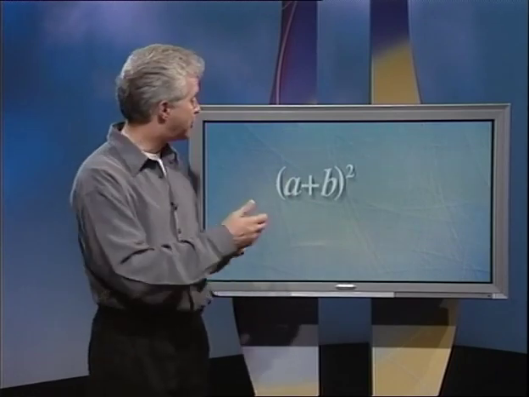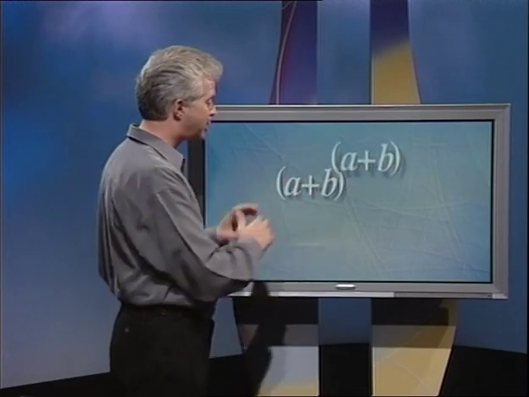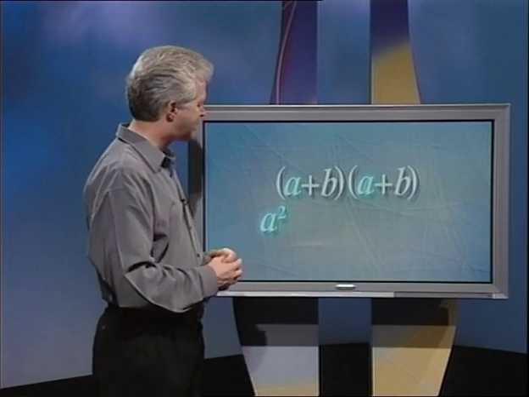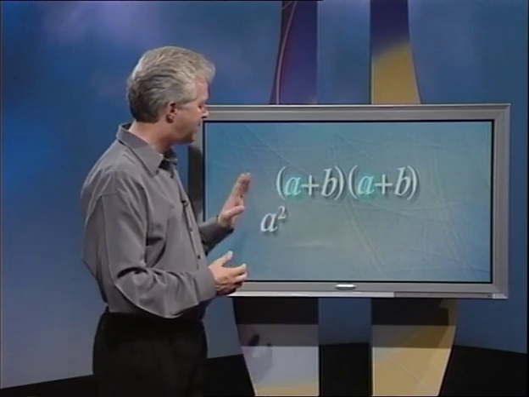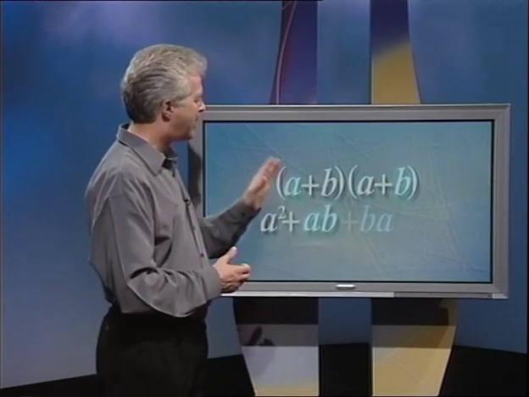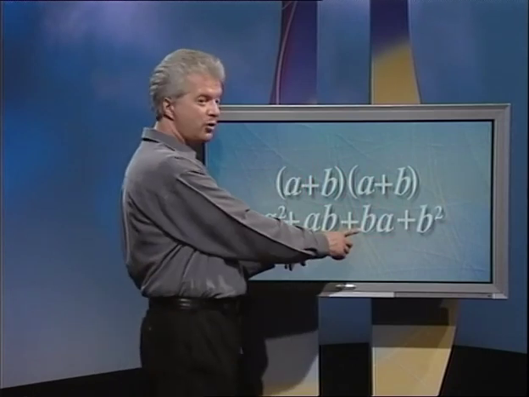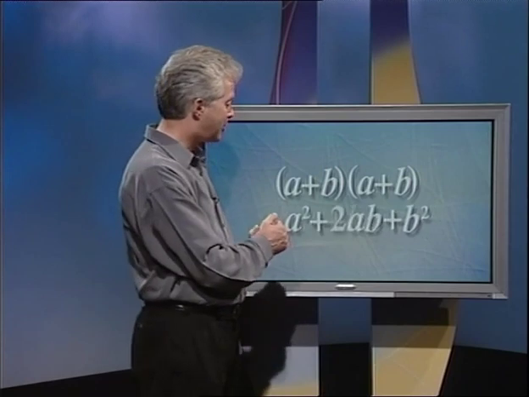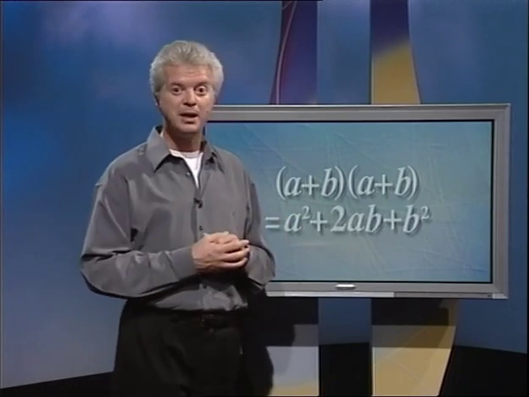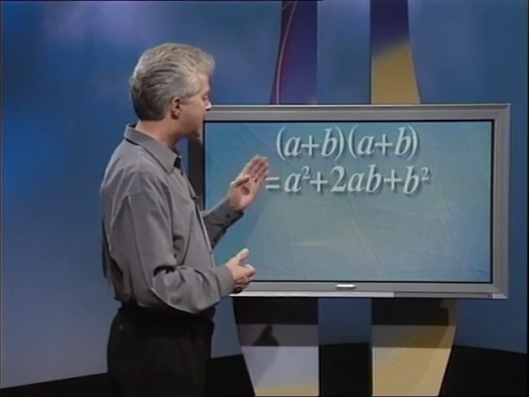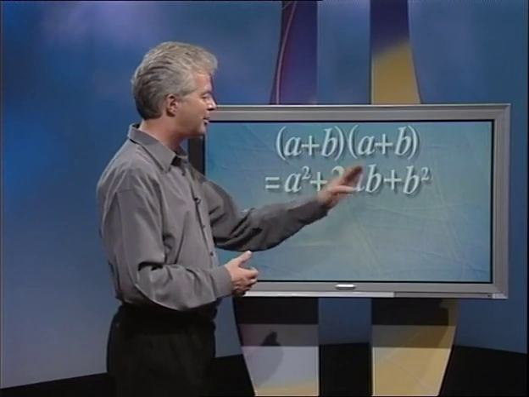And the first thing we have to do is write it as the usual product of two brackets and then get multiplying. A times a gives a squared, a times b gives the AB term, then we have a BA and a B squared term. But you'll notice the two middle terms are the same, so they can combine to give 2AB. And our expression becomes A plus B times A plus B is A squared plus 2AB plus B squared.